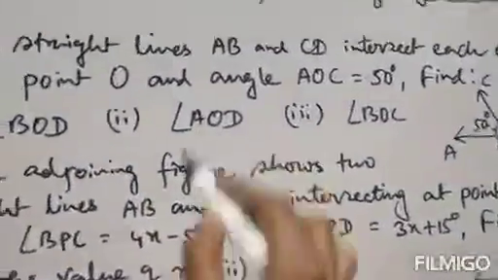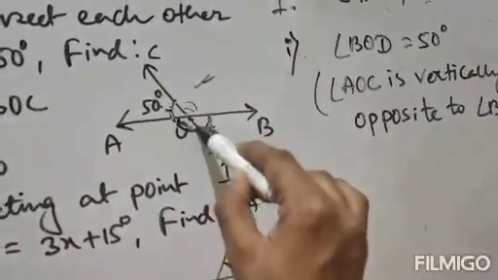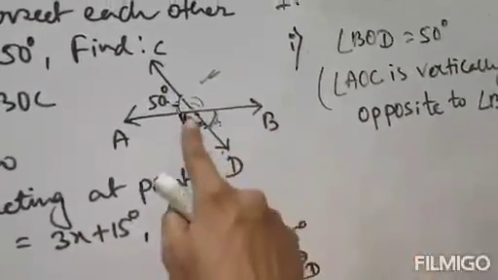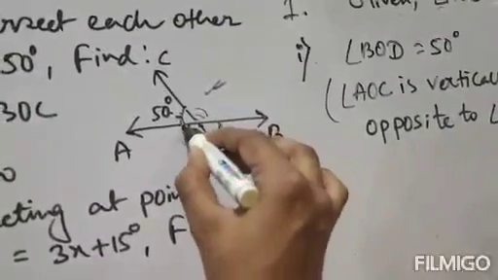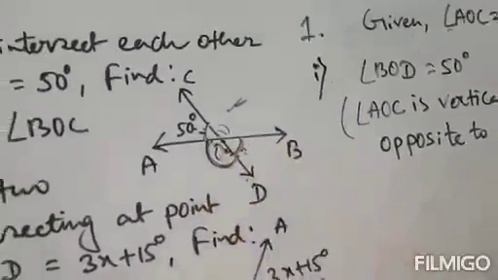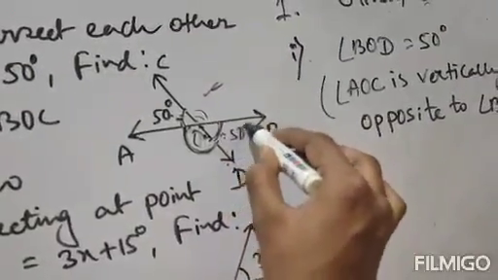Question number 2, then angle AOD. AOD means angle AOD, that means we have to find this angle. Clear? This is O, so AOD means this angle. This is the angle AOD. Now see, this is 50 degrees. Angle BOD is 50 degrees.